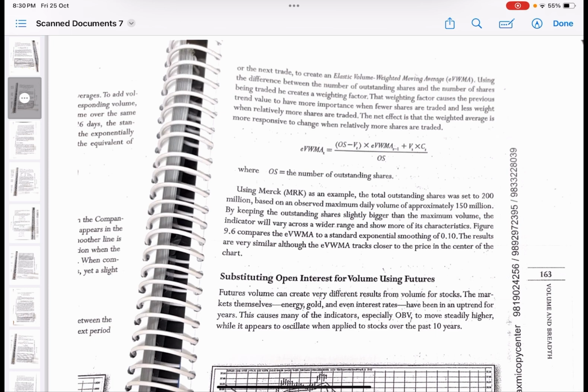The weighting factor causes the previous value to have more importance when fewer shares are traded, and less weight when relatively more shares are traded. So if fewer shares are traded, then the past information is more important to us, because currently we do not have enough trades, so we do not have enough information. But if the shares traded now are more compared to what happened before, then the previous value will be given less weight. That is how it functions, and the net effect is that the weighted average is more responsive to change when relatively more shares are traded.